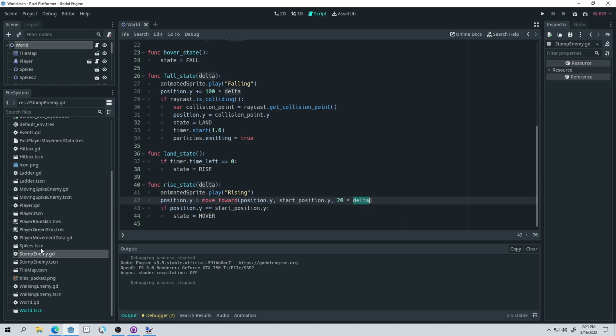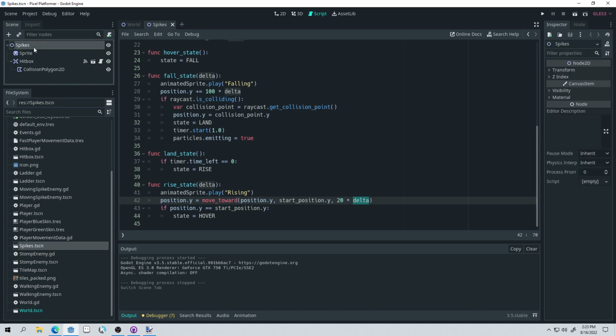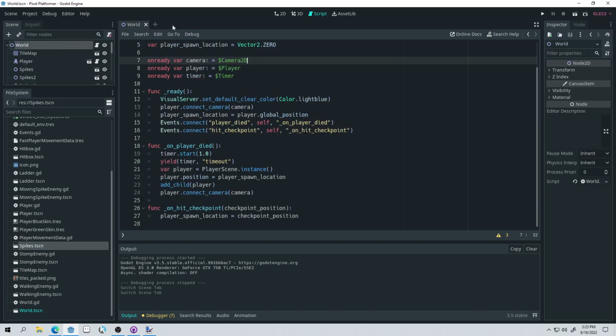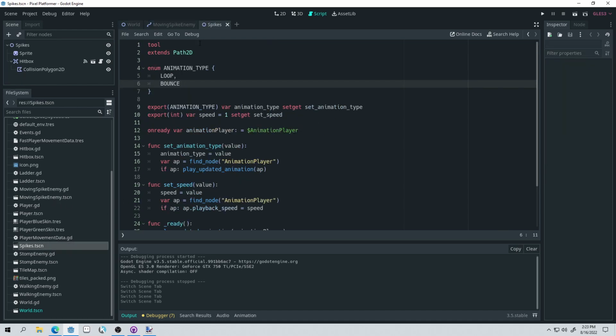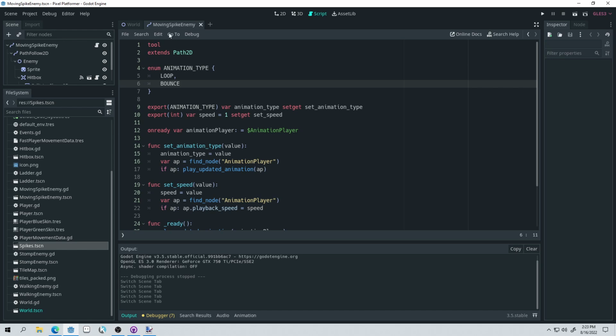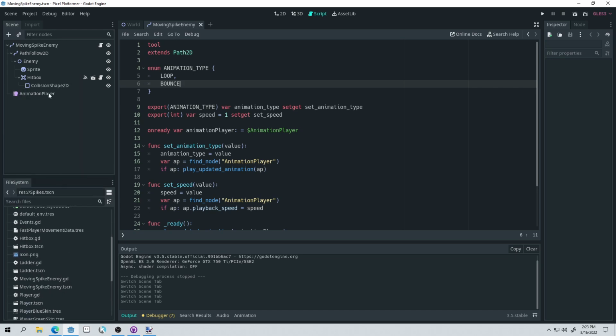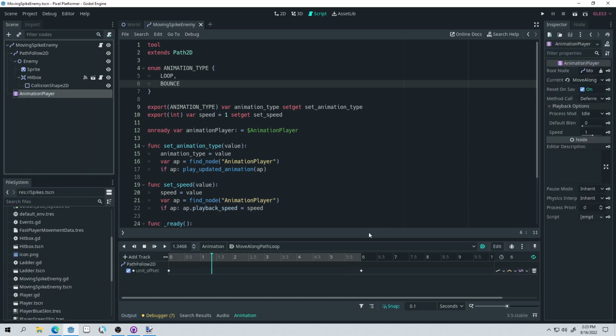And the spike enemy uses the animation player. Wait, where is it? Was it the spike enemy? Moving spike enemy. What is the spike enemy? Oh, that's spikes, not spike enemy. The moving spike enemy uses the animation player, so it should already have that problem solved.